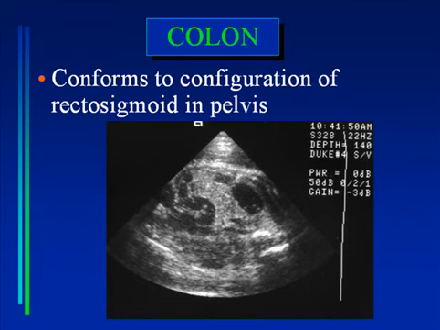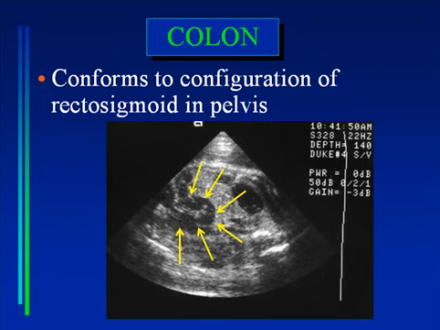I will finish by pointing out that the rectosigmoid in the fetus can be seen and conforms to the expected configuration of the rectal sigmoid you might see in an adult patient. That is, it comes out of the pelvis and goes kind of in a S-shaped loop towards the left side of the pelvis, as we see here.